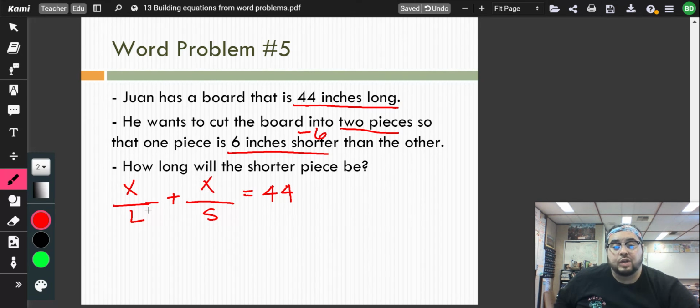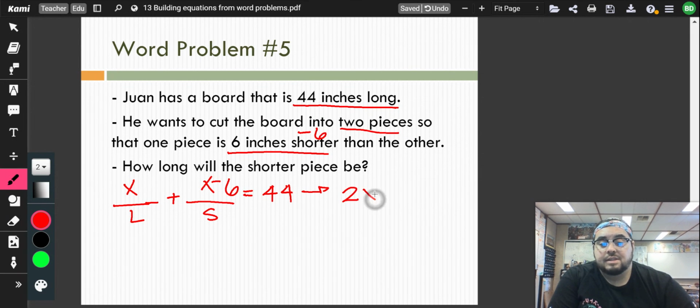Then we go back and we look at the problem. The shorter piece is 6 inches shorter than the long one. Okay, so I'm going to subtract 6 from that. So let's read and make sure this makes sense in context. So the long piece is X. The short piece is 6 inches shorter than that. So X take away 6. And together they equal the original 44 inches. Combine like terms, 2 X's minus 6 equals 44.